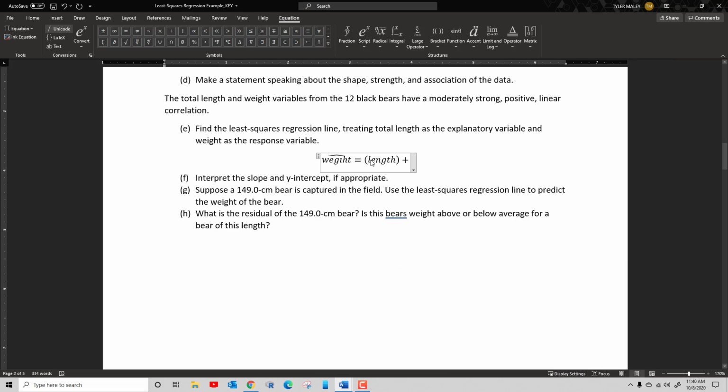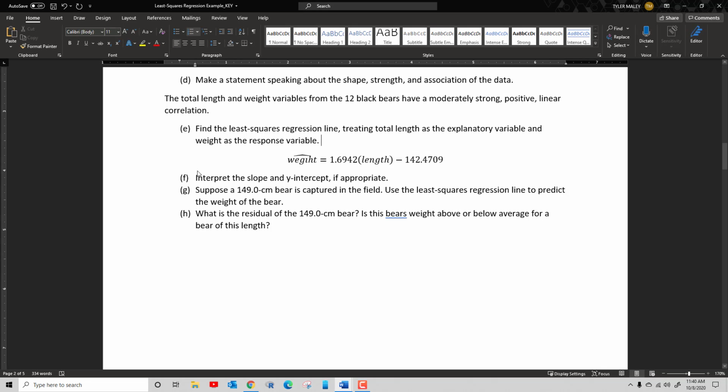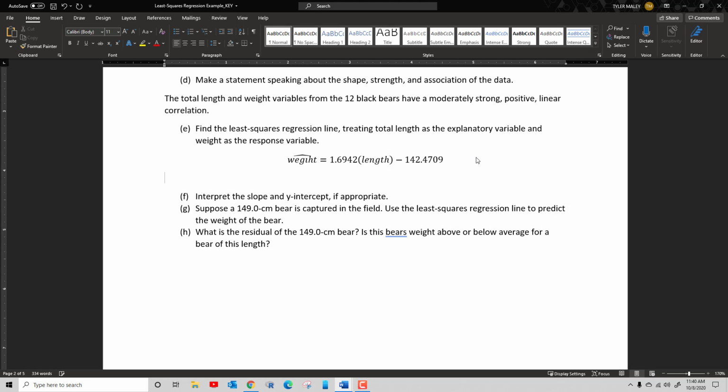So the slope was 1.694 roughly, so I'll round to 3 decimal places. Or we can do, let's do 4, 1.6942, and then the y-intercept was negative, so I'll do minus 142.4709, right? If I want 4 decimal places. Right, so that's my linear equation.